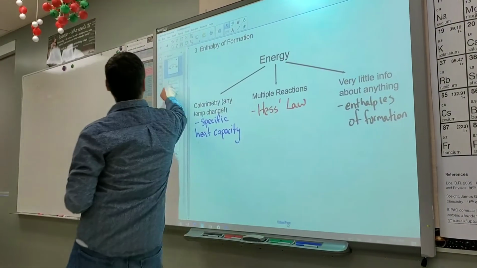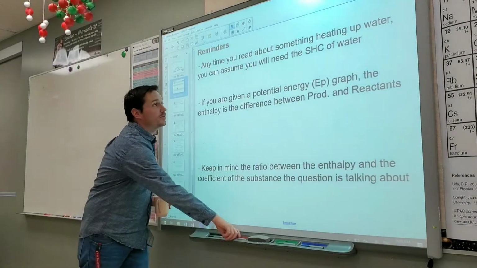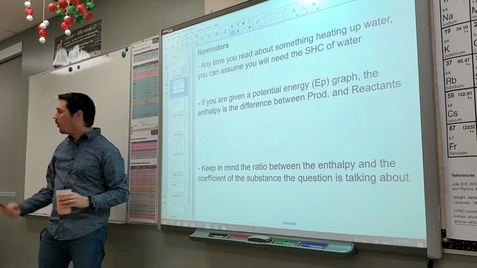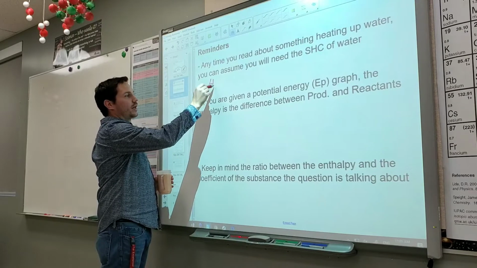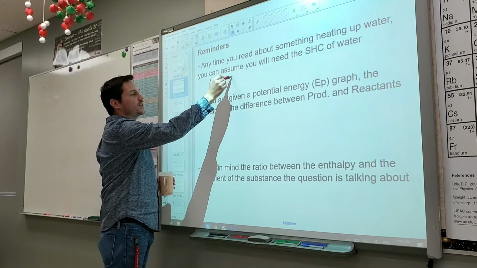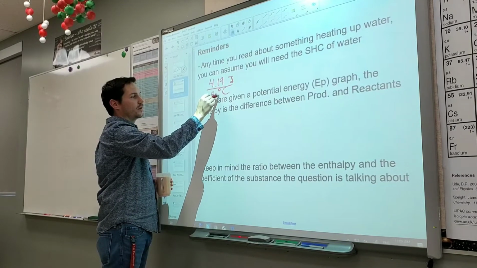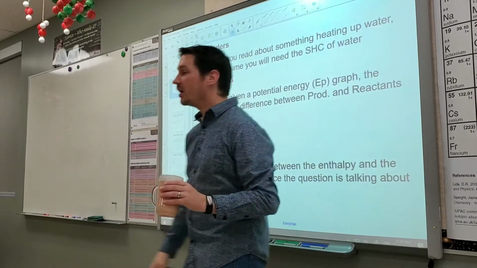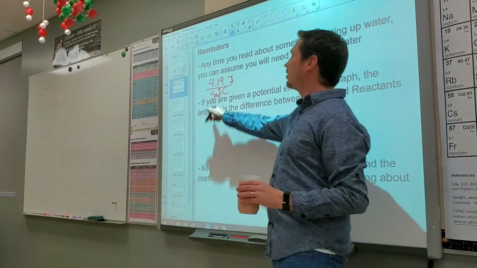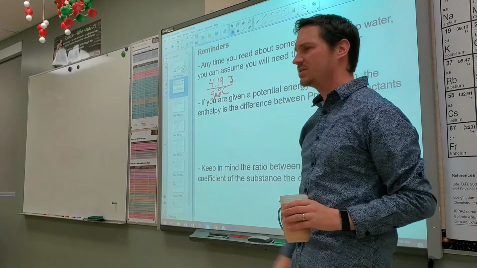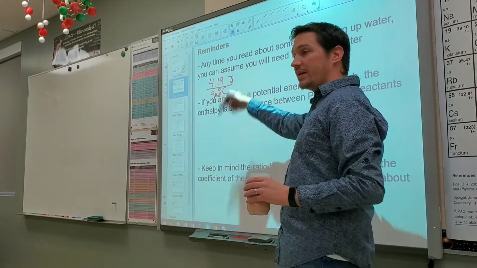Perfect. Some reminders when we're doing enthalpy problems. Anytime you read something about heating up water, what are you going to be using? 4.19. Okay, there are two ways that we can write this 4.19. We can say 4.19 joules per gram degree Celsius. And I'm going to start writing gram of water just to be very explicit that that's the mass of water we care about. What's the other way I can write this?